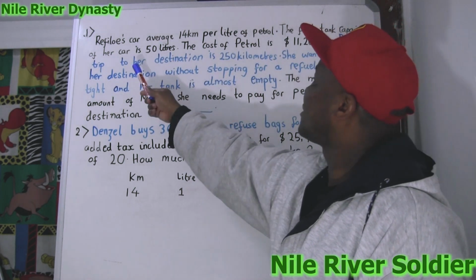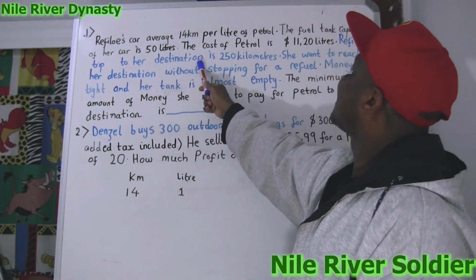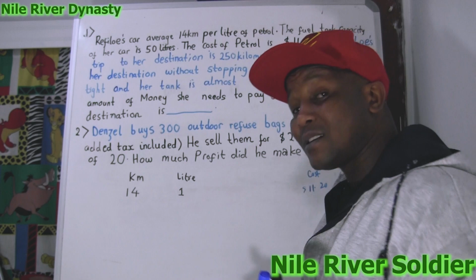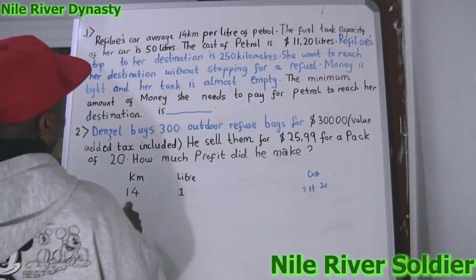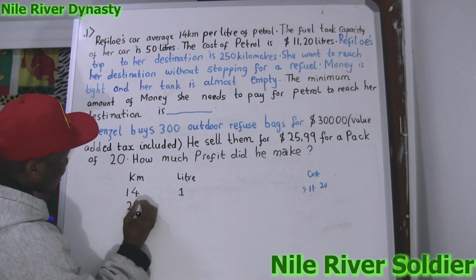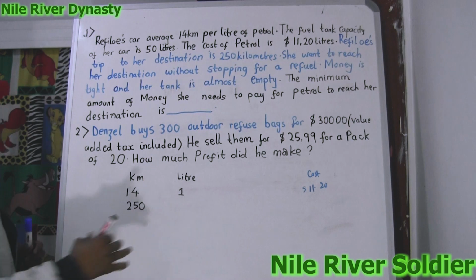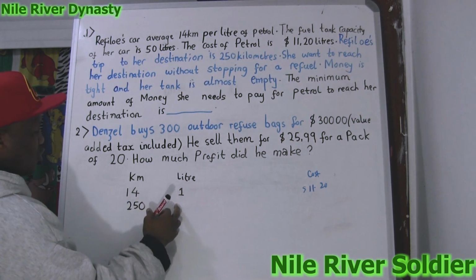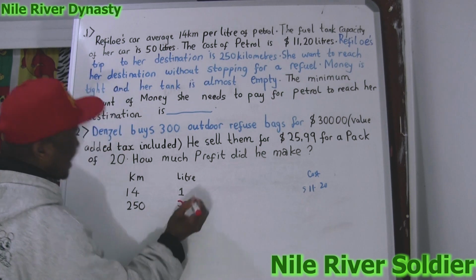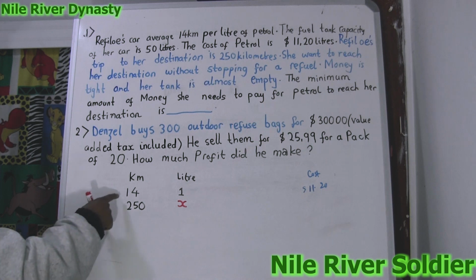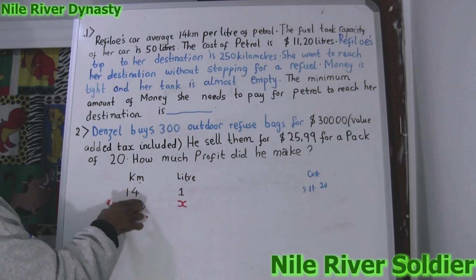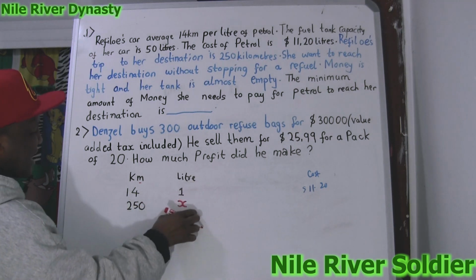Now, the trip to her destination is 250 kilometers. So I want to deal with kilometer and liter. The distance she's going to cover is 250 kilometers. I don't know how many liters, so I just say x liters. If it's 14, you know it's for 1 liter, but for the whole distance, which is in kilometers, how many liters are we going to use?